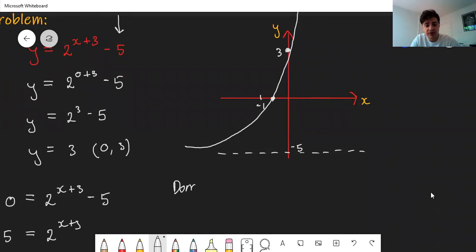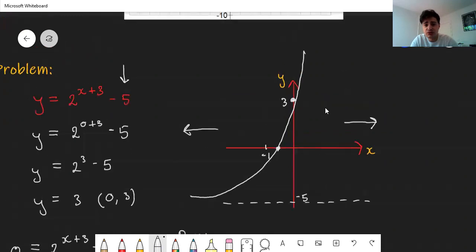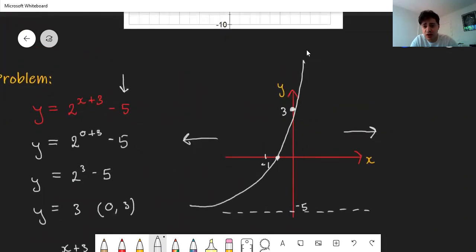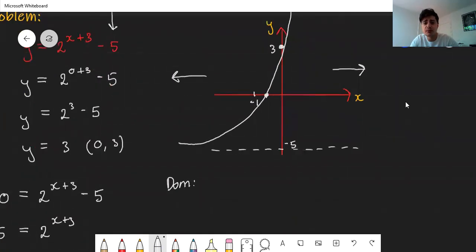When you look at the graph, I think it's straightforward to tell. The x values go all the way to -infinity, and they go all the way to +infinity, because the graph continues to rise. It continues to rise, but it also still moves in the x direction as well, and it will do that forever. So the domain is going to be all real numbers.